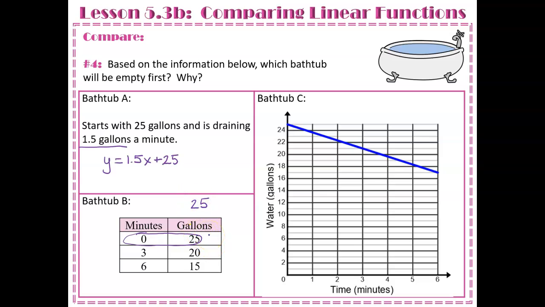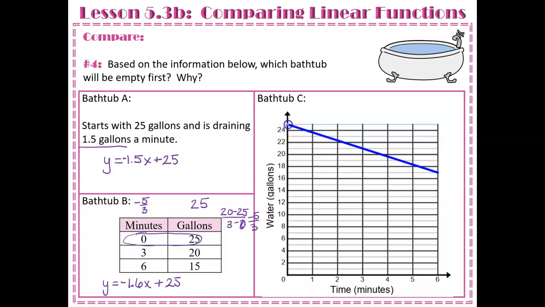But let's find the rate there. Let's use the wine glass formula. You can't just look at the Y's because the minutes are going up by 3s. So let's do 20 minus 25 over 3 minus 0. So 20 minus 25 is negative 5 over 3. So negative 5/3, if we make that into a decimal, is around 1.6. So our equation is y equals, and it's draining, so that's negative 1.6x, again starting at 25.